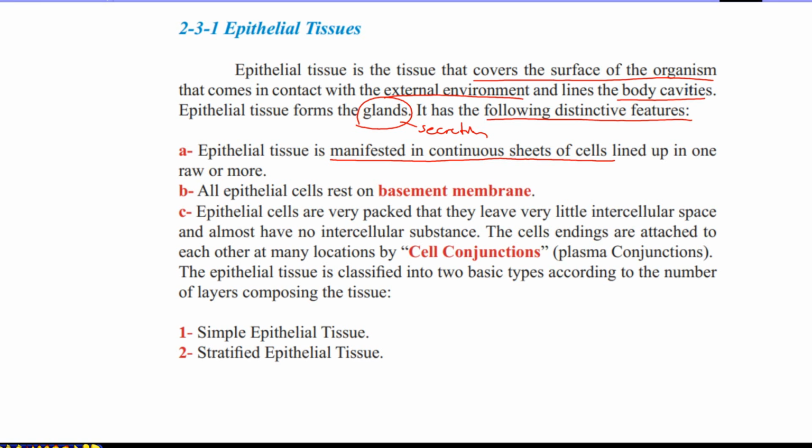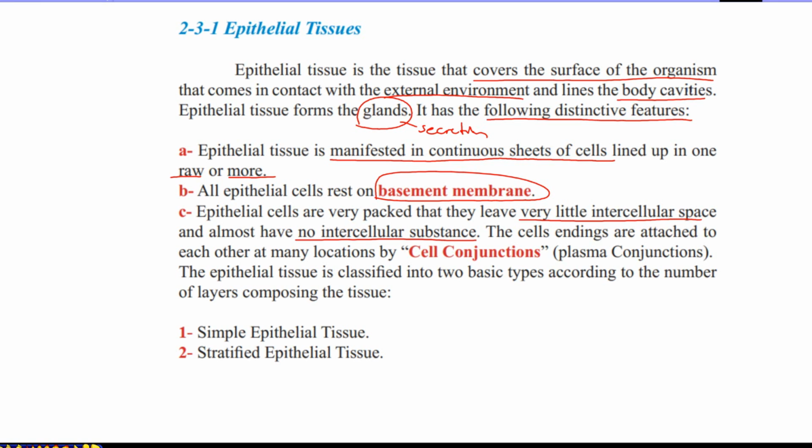All of the cells are connected, linked one to another, to make a continuous sheath in one layer of cells, one row or more than one. All epithelial cells rest on a basement membrane, which is a non-cellular membrane. Epithelial cells are very packed with one another with very little intercellular space. They have almost no intercellular substance because of their function of protection.